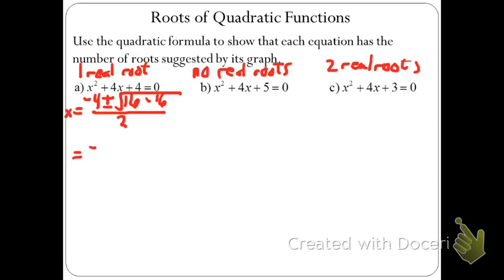And I'm going to stop at this next step for right now and come back to it later on. 16 minus 16 is 0, right? So we're going to have negative 4 plus or minus the square root of 0 over 2. I would like you to get exactly that far in solving the other two equations. Don't go any further than that, just get exactly that far. Pause the video and do it, please.